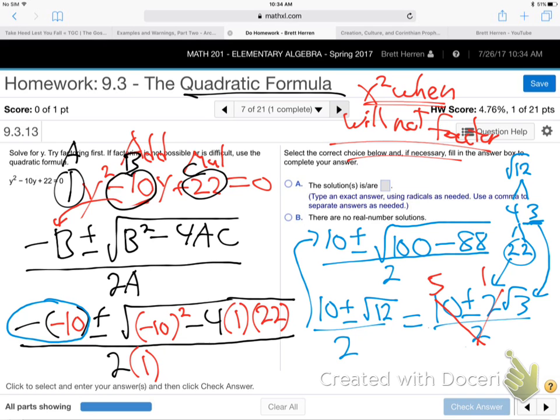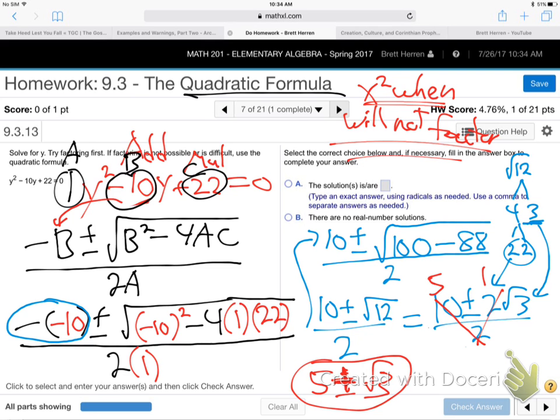All right, so what do we got left there? What's the final answer? It's 5 plus or minus root 3. Huh? Because the 1 times root 3 is just root 3. So it's 5 plus or minus root 3. Those are actually two answers. The plus or minus is shorthand notation.